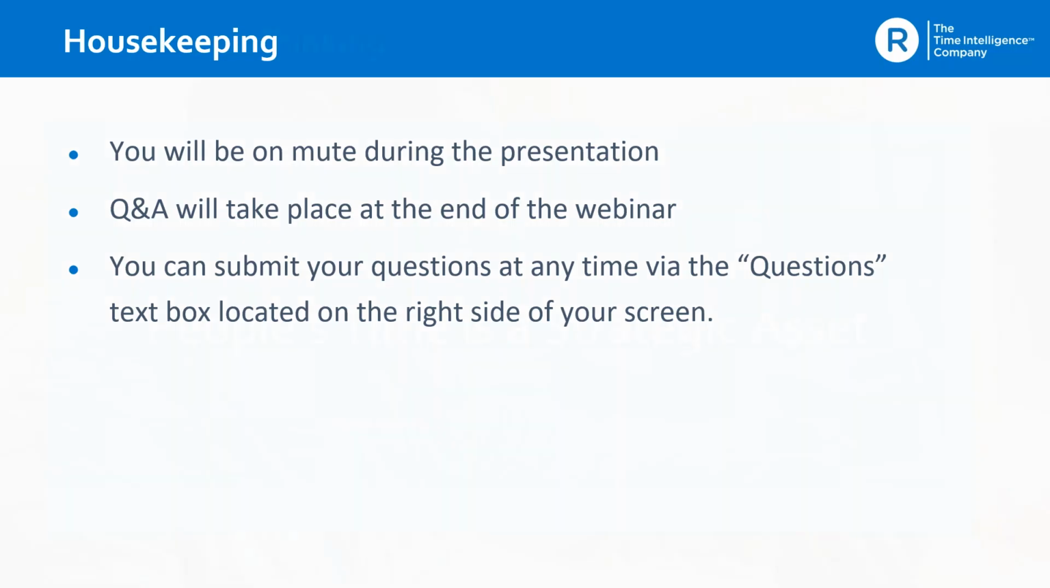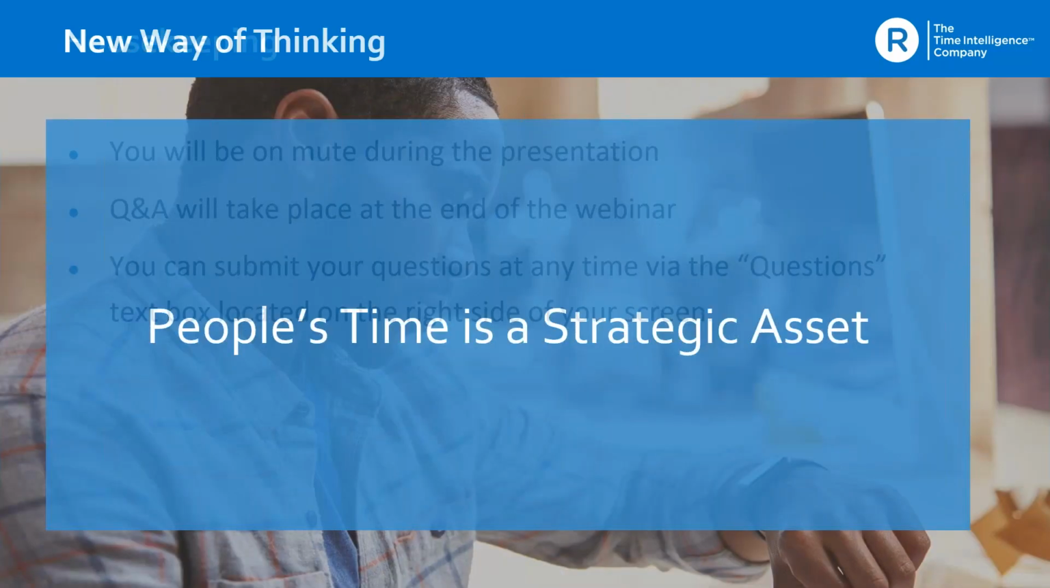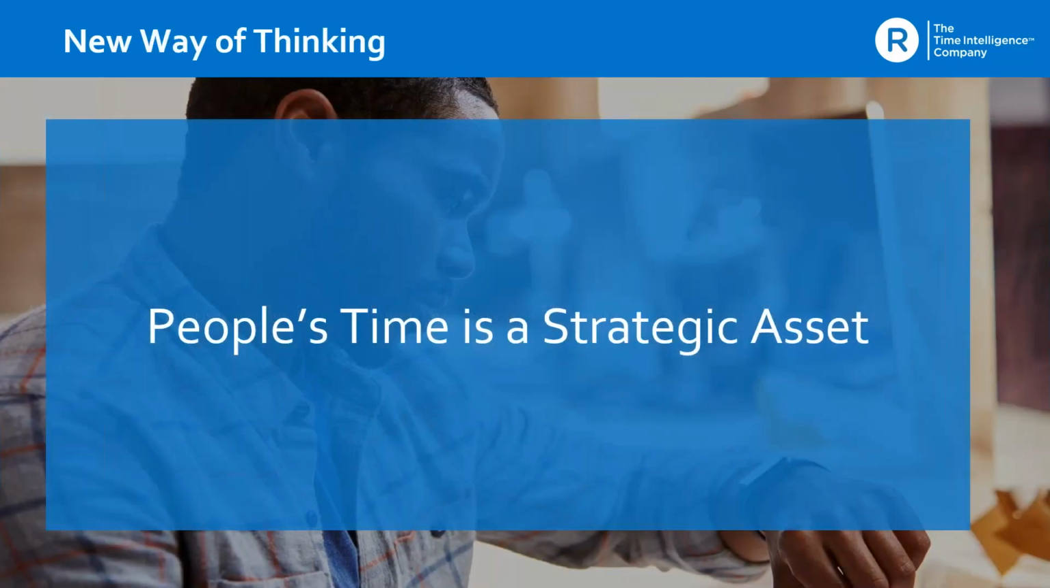So transforming and optimizing your global time requires a new way of thinking. And you have been with Replicon long enough to know that this is where Replicon's time intelligence comes in. Time intelligence is the concept of treating people's time as a valuable strategic asset. The better the insight into how time is being spent, the better the decisions that are made. And of course, the better the decisions, the better the outcomes.